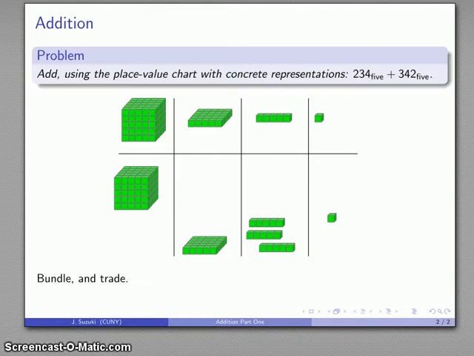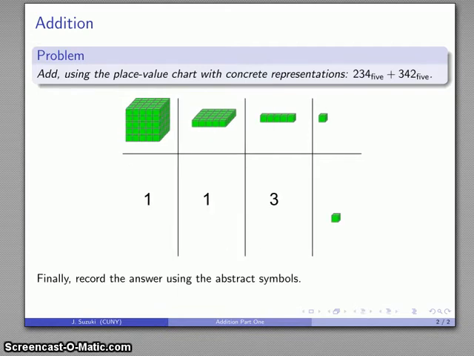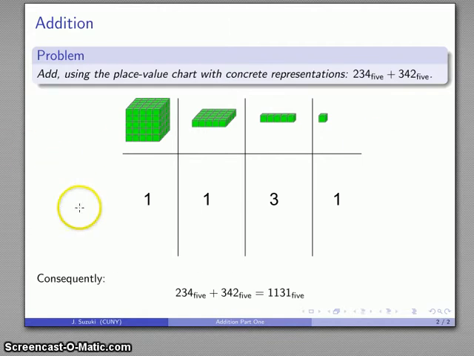And again, what I'm going to do, returning to my abstract symbols, I'm just going to record how many of each of these that I have. So I have 1, 3, and 1. And so my final answer is 1, 1, 3, 1. And reminder, we're working in base 5. I'll write that down at the bottom.